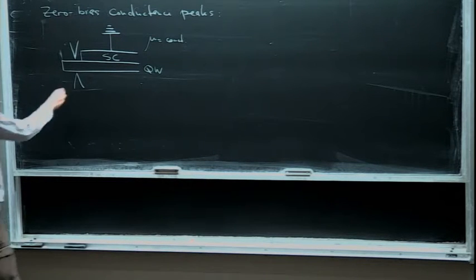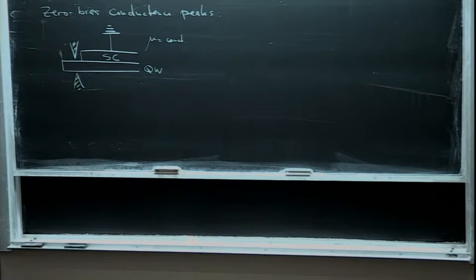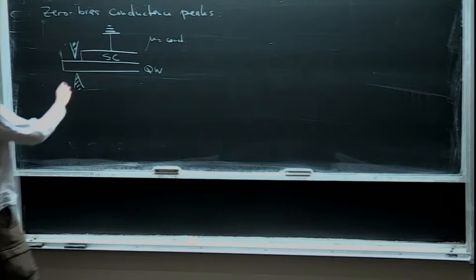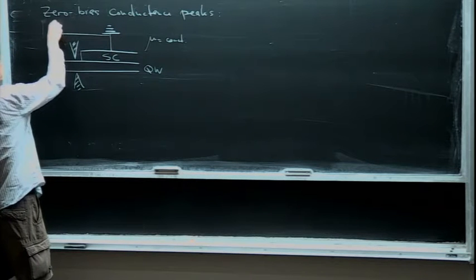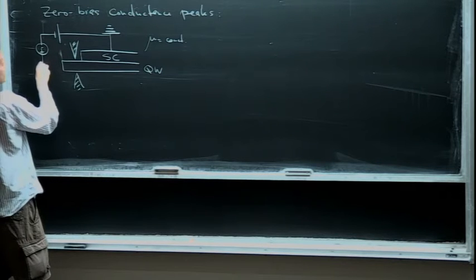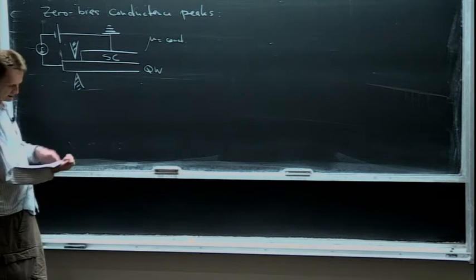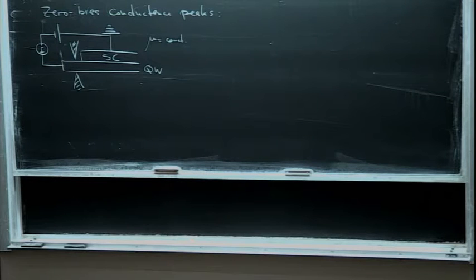So this is supposed to be some gate by which I can deplete the electrons in this wire and create a tunnel barrier, and then I apply a voltage and measure the current, of course, between the normal lead of the quantum wire, the normal part of the quantum wire, and the superconductor. And so the question is how the tunnel current looks that is flowing here in this kind of setup.